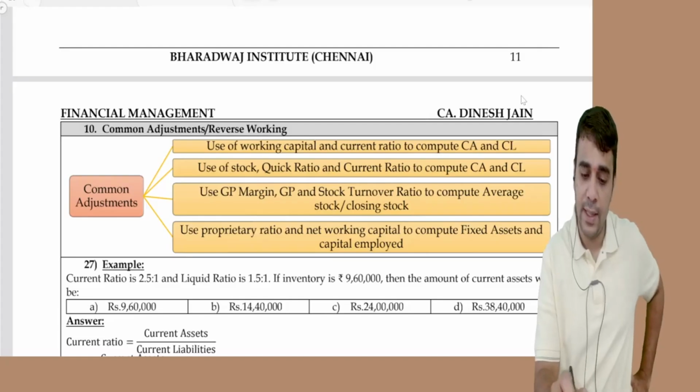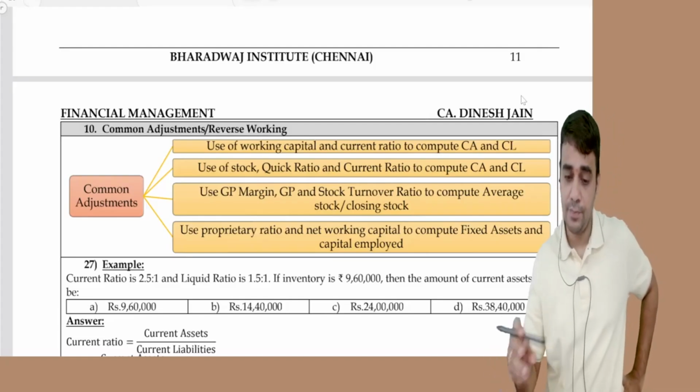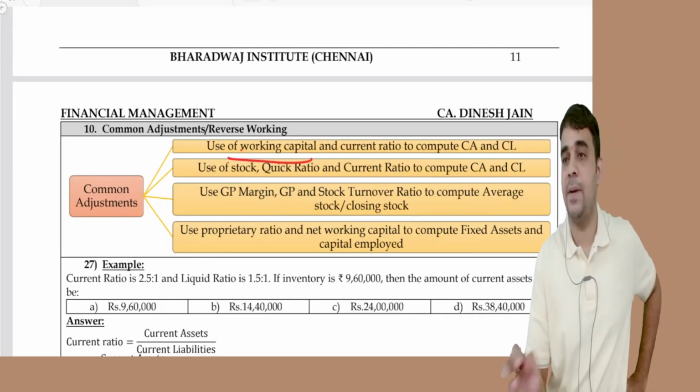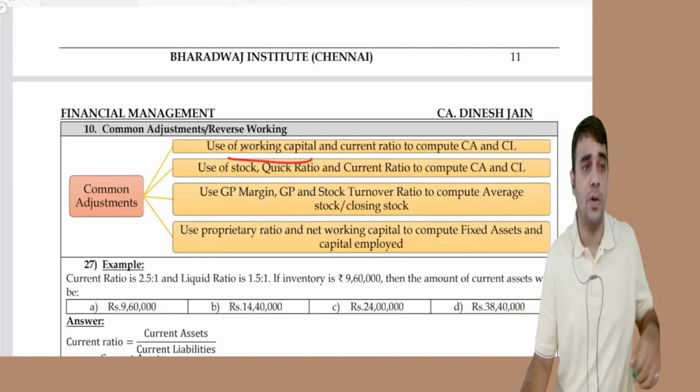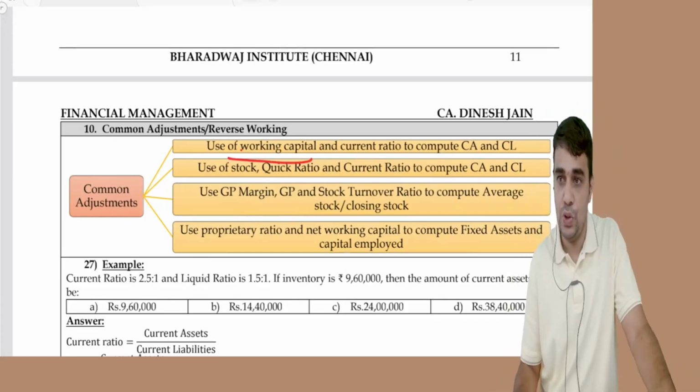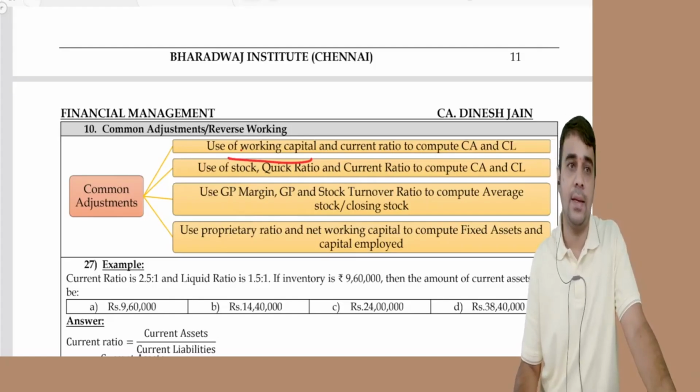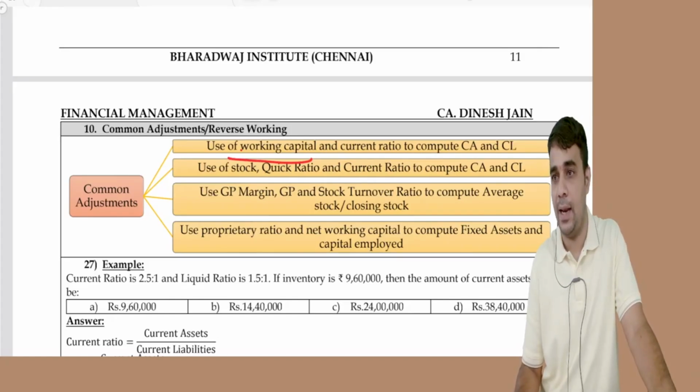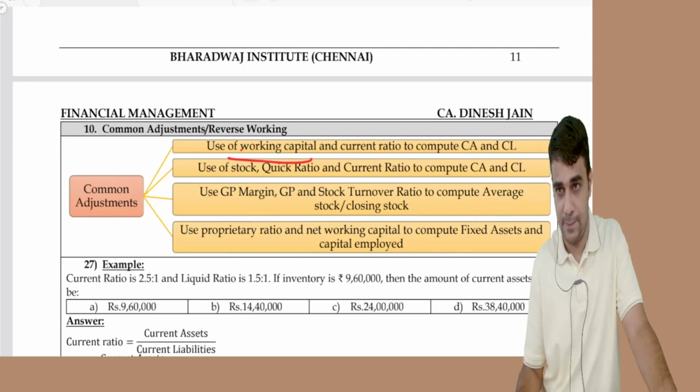They'll give you working capital in the question. Working capital is current asset minus current liability. They'll also give you current ratio. Use this together and calculate current asset and current liability. We have used it at a few places.